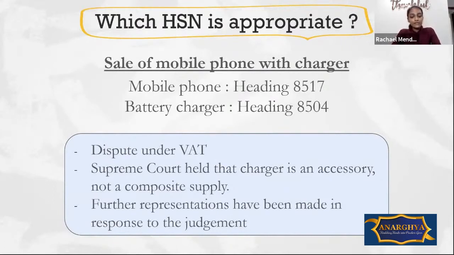Eventually, after multiple cases, the Supreme Court held that the charger is an accessory and it does not amount to a composite supply. Therefore, the charger will attract the higher rate of tax, that is the rate of tax that is applicable to a charger. And you cannot classify the charger with the mobile phone.